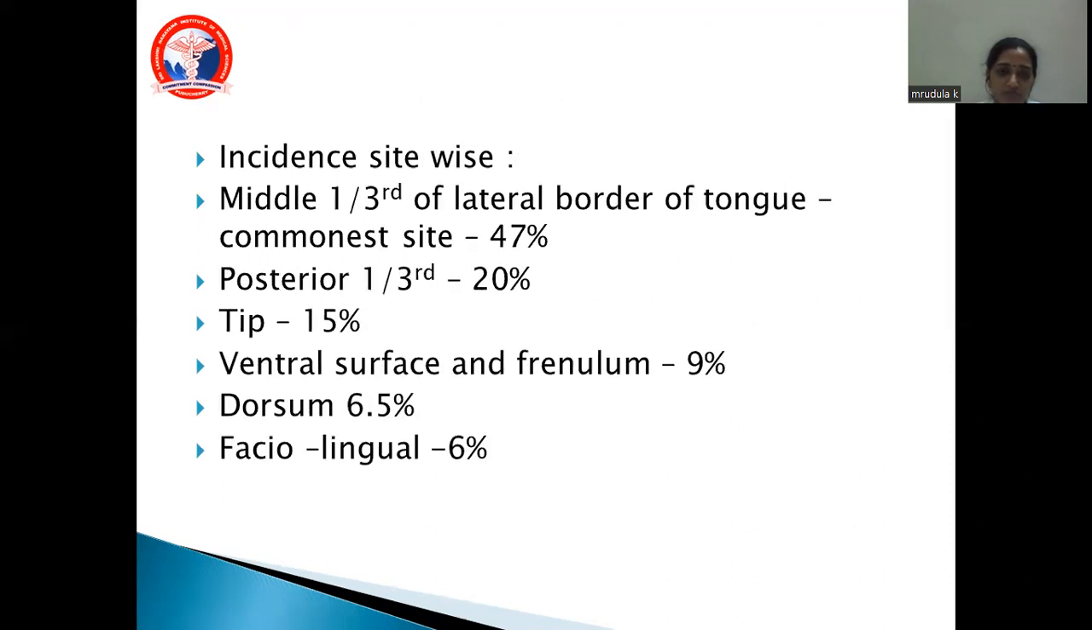So site-wise incidence, the middle 1/3 of the lateral border of the tongue is the commonest site, occurring in about 47% of cases, and posterior 1/3 lesions occur in 20% of cases. Tip of the tongue lesions occur in 15% of cases, ventral surface and frenulum in 9%, dorsum of the tongue in 6.5%, and faciolingual involvement in 6% of cases.